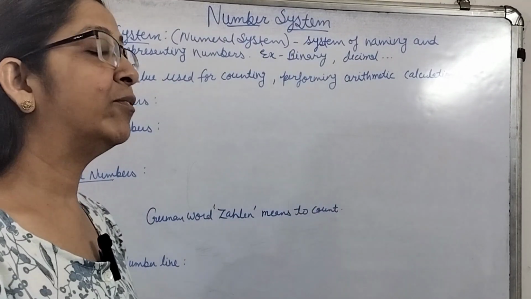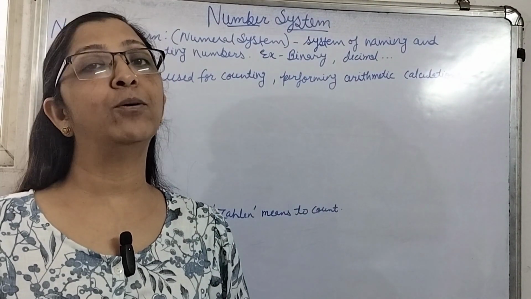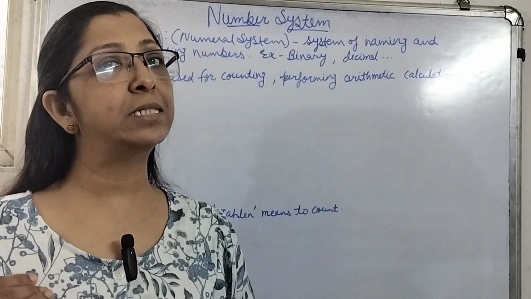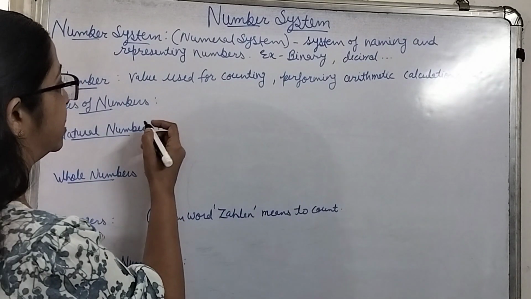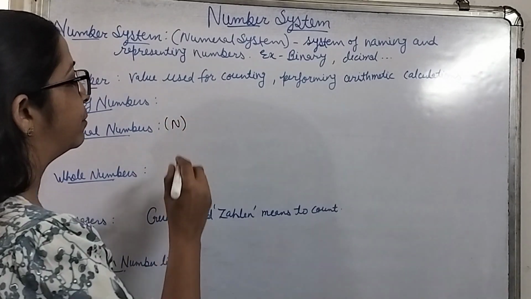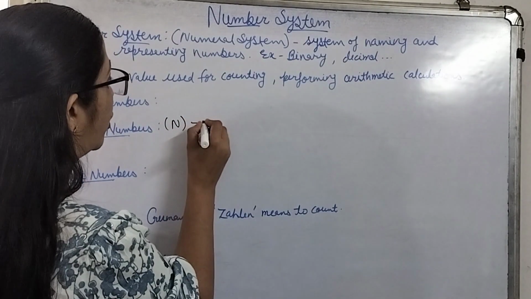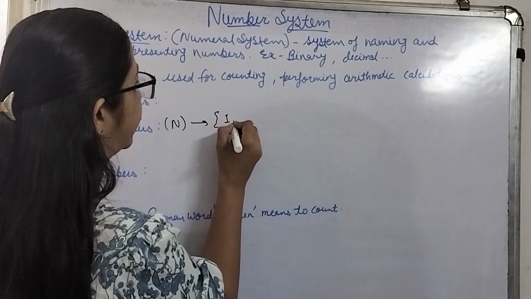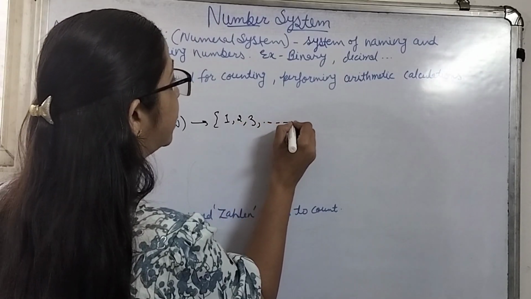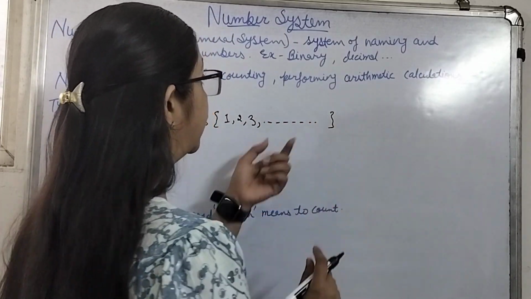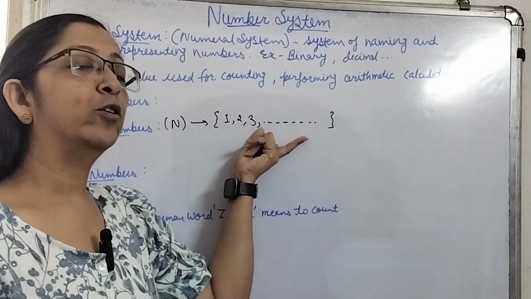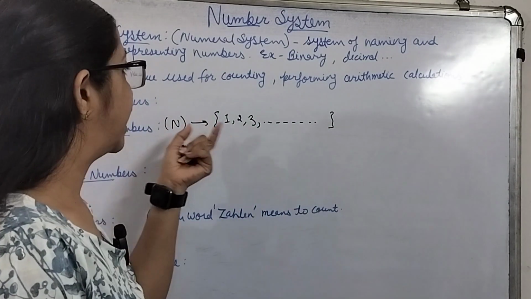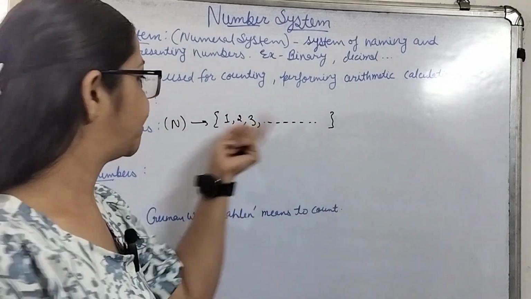Natural numbers. Whenever we are talking about numbers starting from 1 and going till the end, that means till infinity, all these counting numbers are natural numbers. Natural numbers are represented by capital N, and the set of all the numbers starting from 1 and going till infinity, whatever number comes to our mind, is the collection of natural numbers.